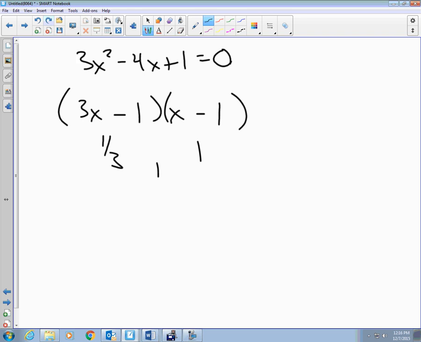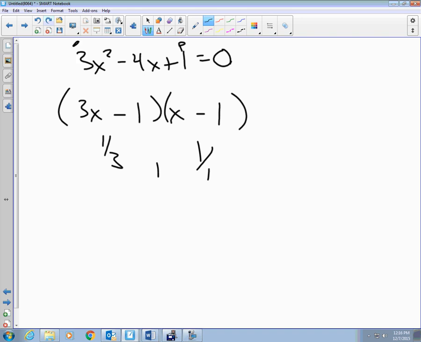Now, just think about that. Are those rational or irrational? They are rational. Look at your solutions, 1/3 and 1 over 1. Where do they come from?